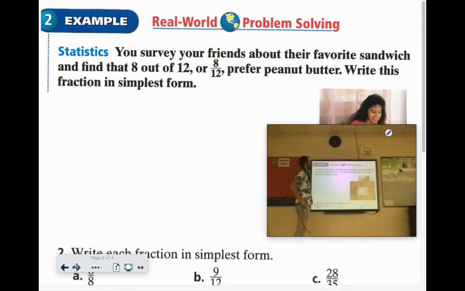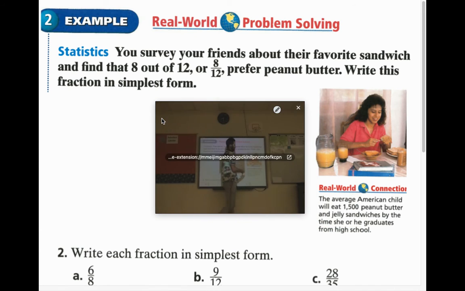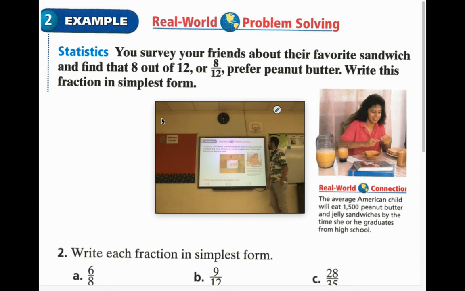You survey your friends about their favorite sandwich and find that 8 out of 12, or 8 over 12, prefer peanut butter. Write this fraction in simplest form. So, you guys know this about peanut butter and jelly. When you are making, just peanut butter.